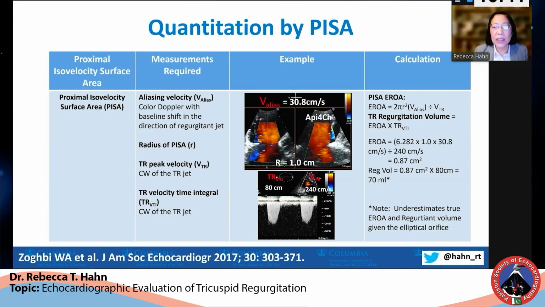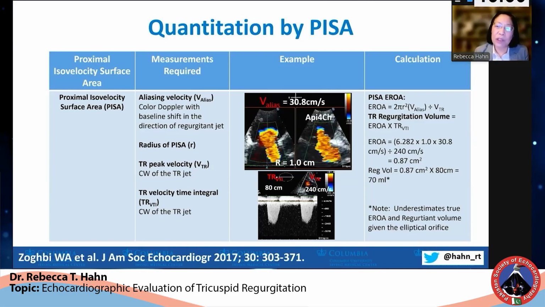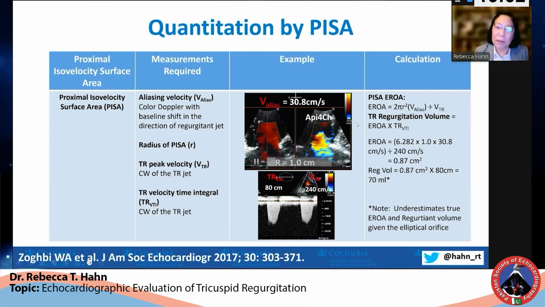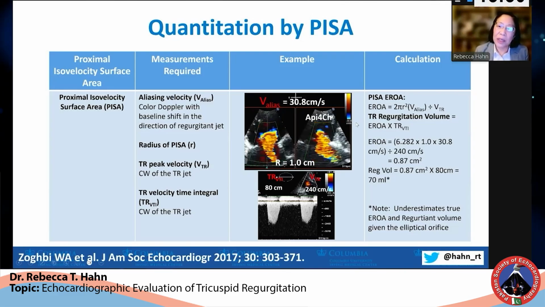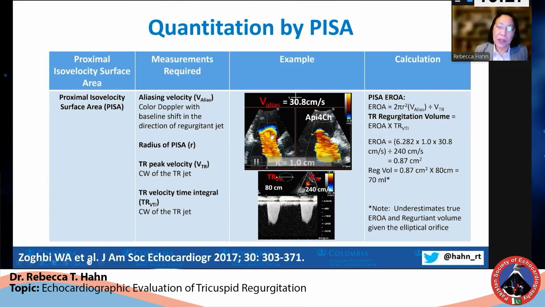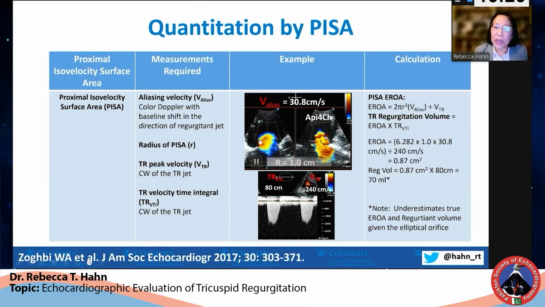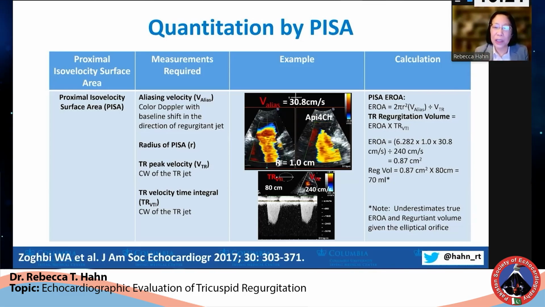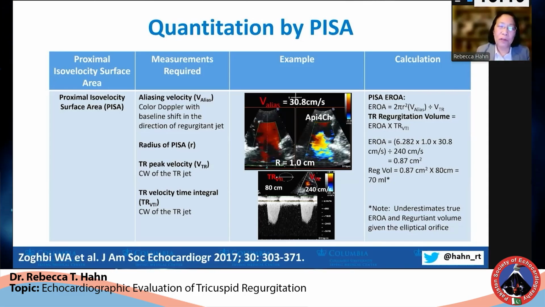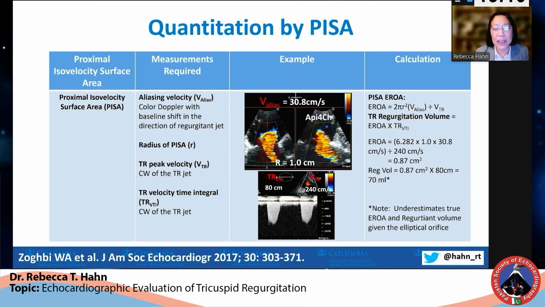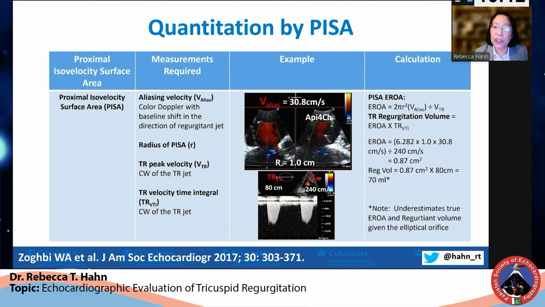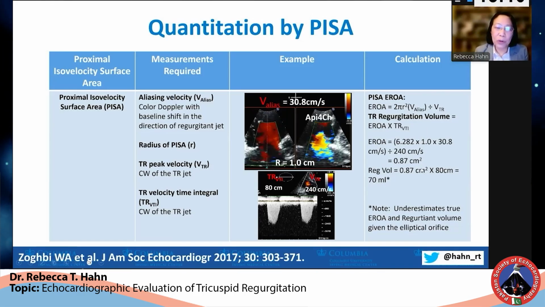And so by quantitation, the guidelines suggest that we use proximal isovelocity surface area, the PISA. And that's obviously by reducing the baseline and therefore the Nyquist limit. You can see that there's a shell of regurgitation as you approach the regurgitant orifice. And so that proximal isovelocity surface area then gives you the regurgitant orifice area when doing the calculations.